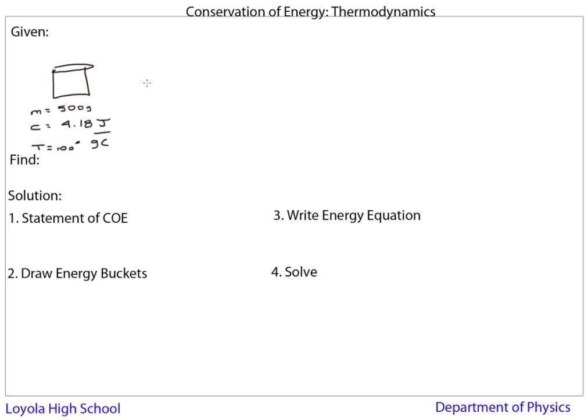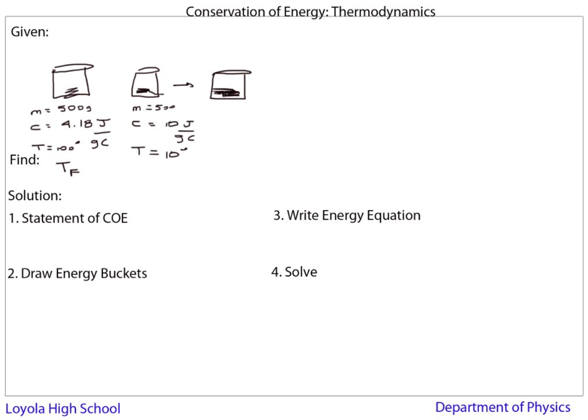We're going to mix it with a second liquid that has a mass of 500 grams. And the specific heat of that liquid is going to be 10 joules per gram Celsius, and it's going to have an initial temperature of 10 degrees. And what we want to find is the final temperature if I mix those two things together into one mixture.